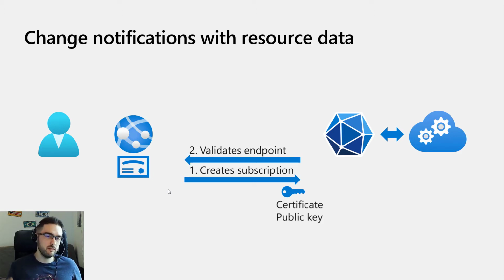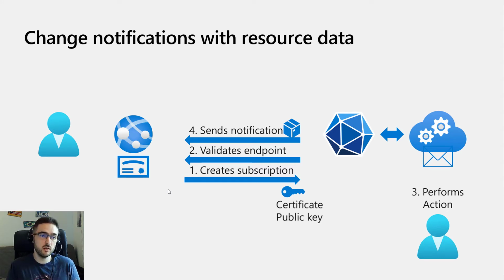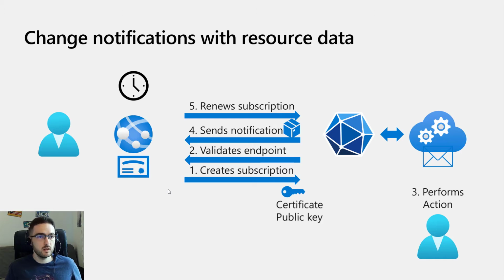Once you do that, again, you will have endpoint validation, and once an action is performed by a user or an application on Microsoft Graph, it will send you a notification, but this time, this change notification contains data. Not only does it tell you, hey, something has changed, but it also tells you, this is the data that has changed, and here's the data with you. But that data will be encrypted, and I will detail why and how you can decrypt it in just a few seconds. Again, you still need to renew subscriptions on a periodic basis.